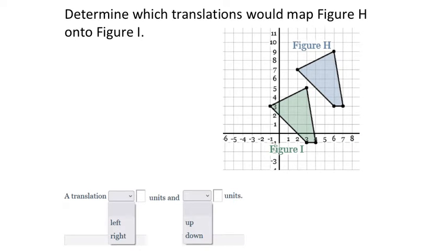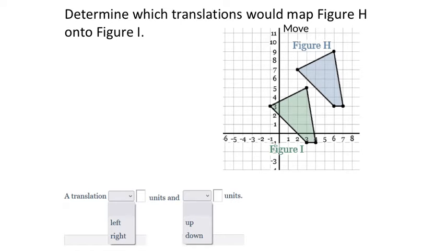Notice on this one, they're not giving us, or they're not labeling, the points. We can figure out the coordinates of the points, but they're not labeled. Like I said on that last one, this one could be A and this one could be D, right? Doesn't really matter. But what they are saying is to determine which translations would map, so we're going to move figure H onto figure I.